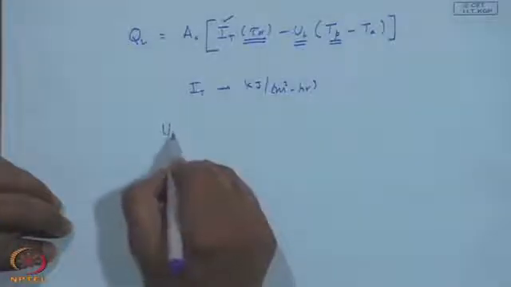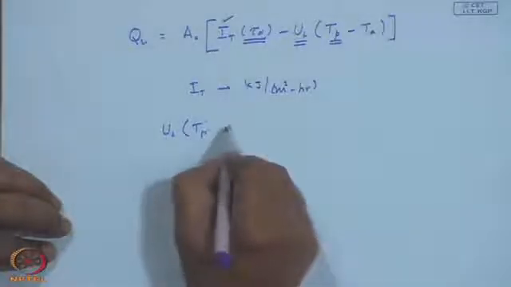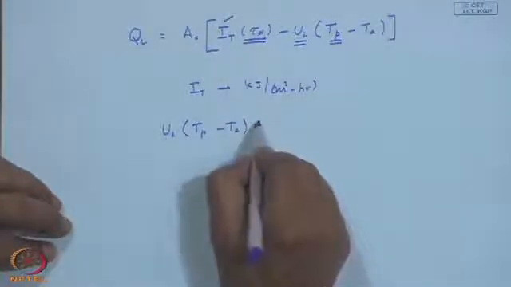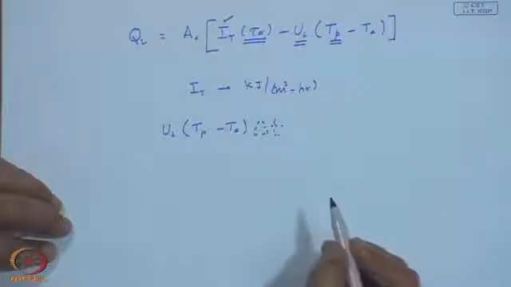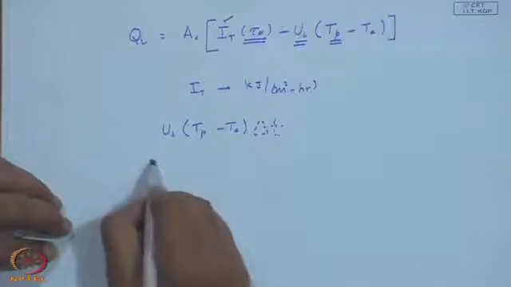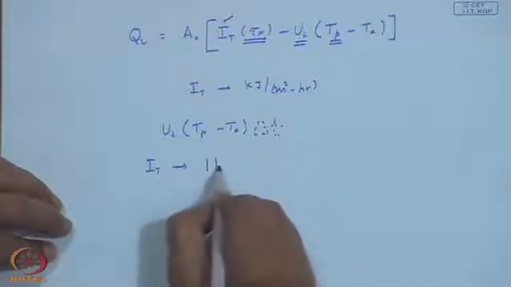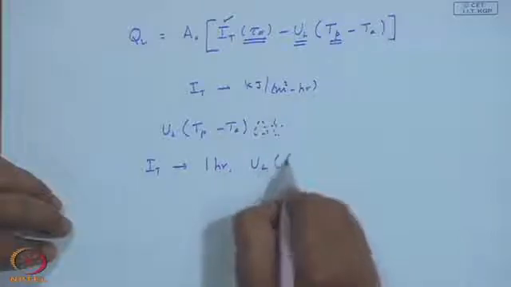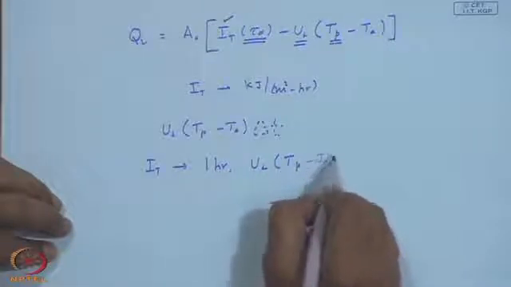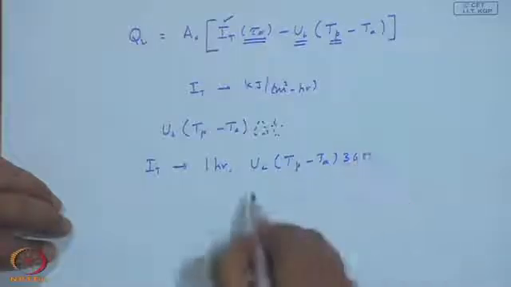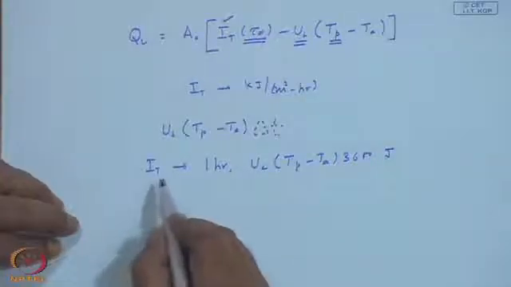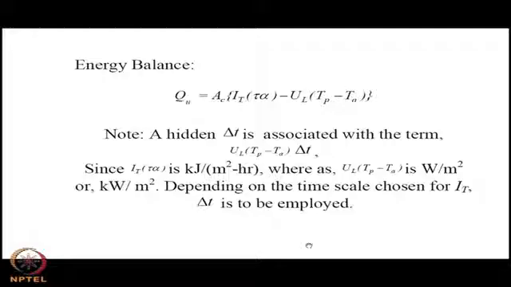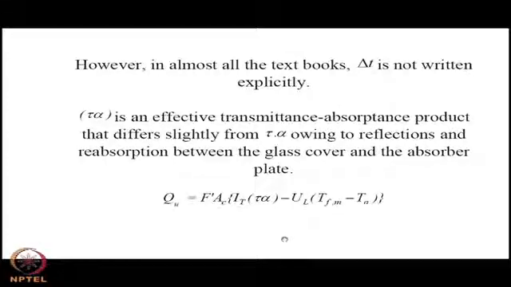So, this U L times T p minus T a has a hidden multiplication factor of a time scale involved in this. If we consider I t is 1 hour, then it will be U L into T p minus T a times 3600. This will be in joules, and if it is in kilojoules we can convert it, and that same thing has to be used consistent with the time frame that we apply.